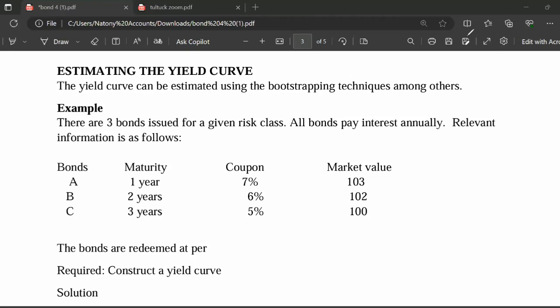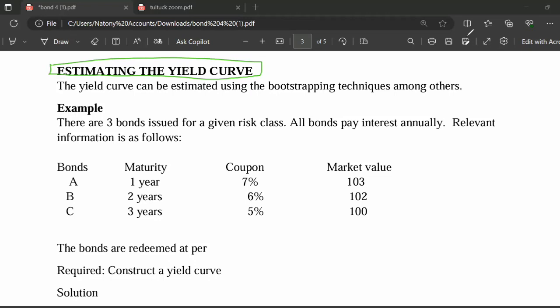Estimating the yield curve. So the yield curve shows the rate for immediate settlements.